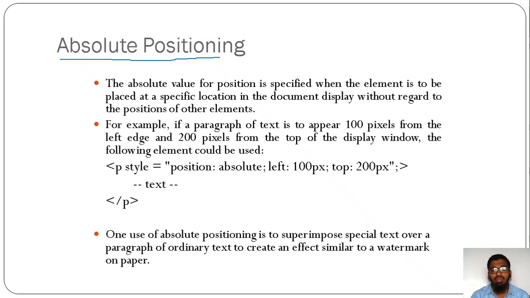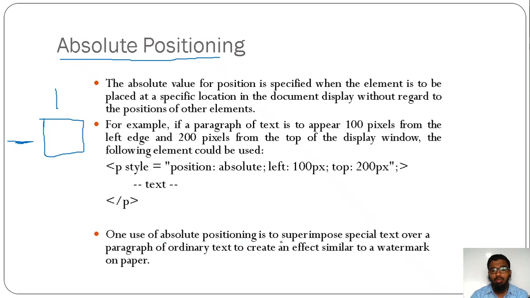For example, if a paragraph of text appears 100 pixels from the left, and 200 pixels from the top of the display window, the following element could be used. Position absolute, left 100 px, top 200 px. So whatever text will be displayed, it will be given the position and it will display at that place only. Okay, absolute. Whenever you want, you can give the position and you can change the position.